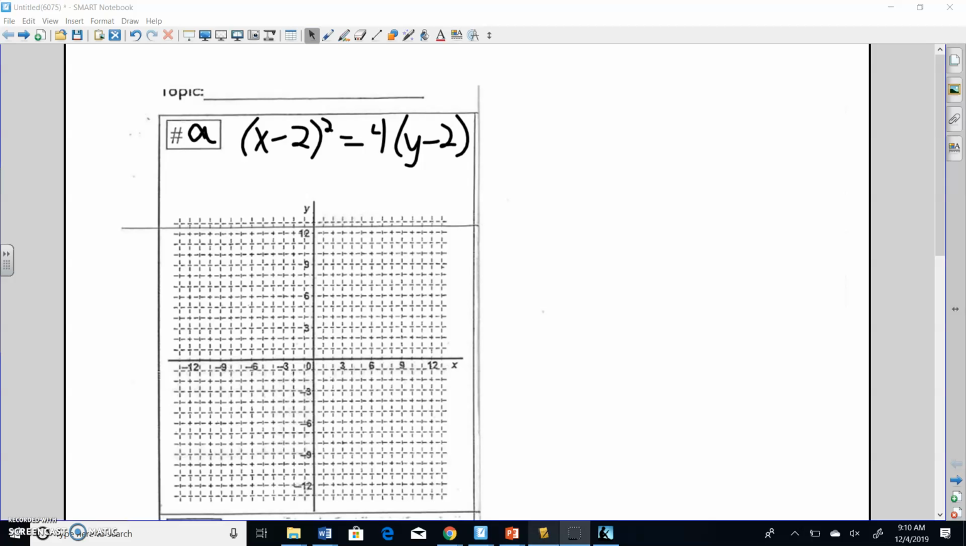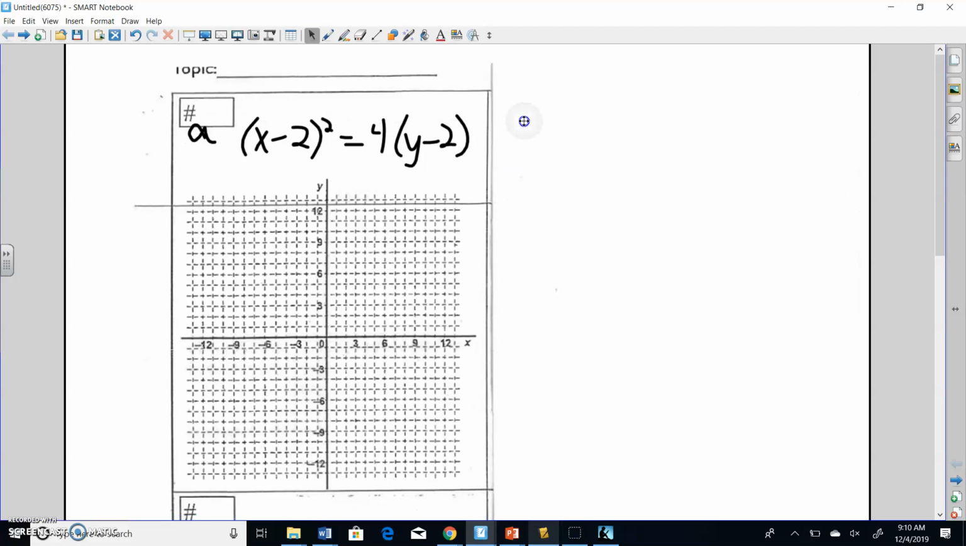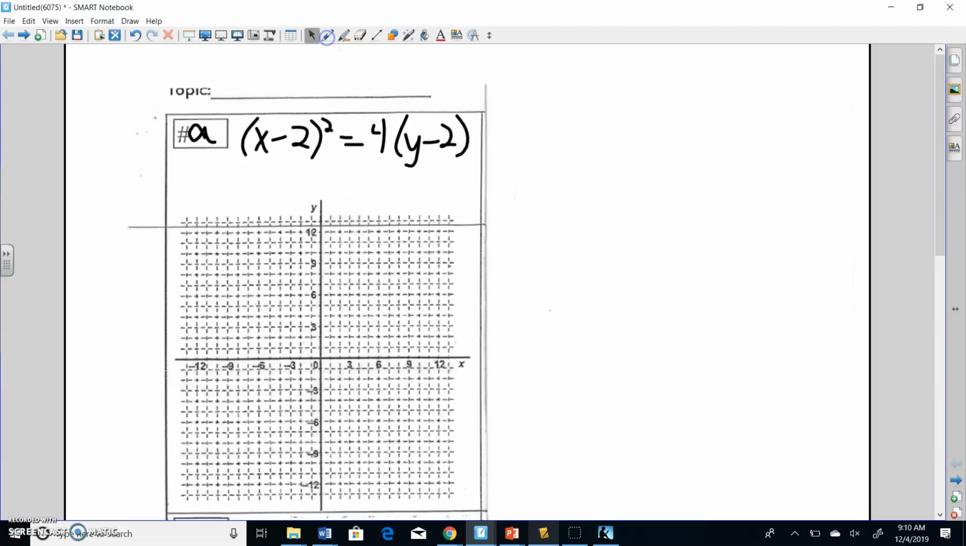The very first thing we can identify is our vertex. Remember, the vertex is (h, k). This is very similar to when we work with our circle: what's in parentheses with your x and your y, you use the opposite. So our vertex is going to be, what's the opposite of what's in with x? 2. And the opposite of what's in with y? 2. So there's our vertex.